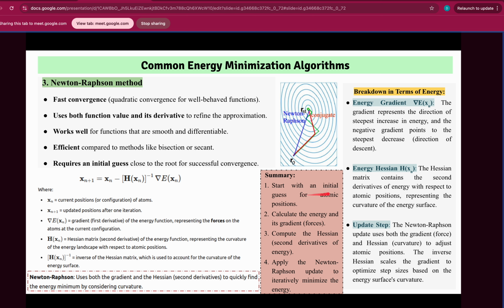To summarize, we start with an initial guess for atomic positions. We calculate the energy and its gradient. We compute the Hessian, which is the second derivative of energy, or curvature, and then we apply the Newton-Raphson update to iteratively minimize the energy. Among all these methods, Newton-Raphson is the quickest.